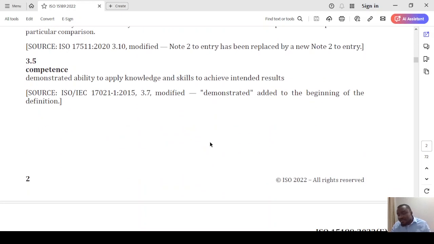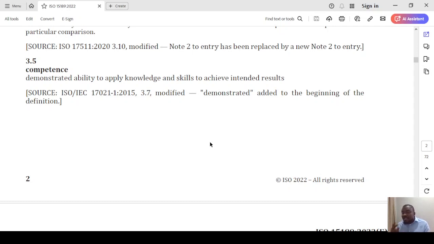And then let's talk about competence. Competence in brief: can you apply the knowledge and the skills that you have to run that sample? Can you apply the knowledge and the skills that you have to maintain that machine effectively?